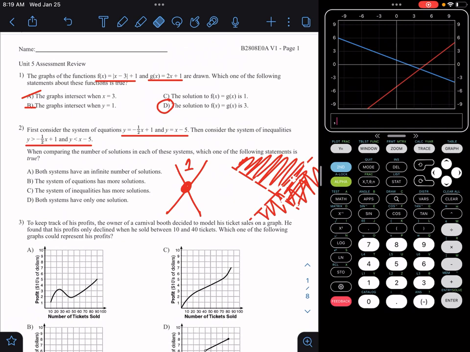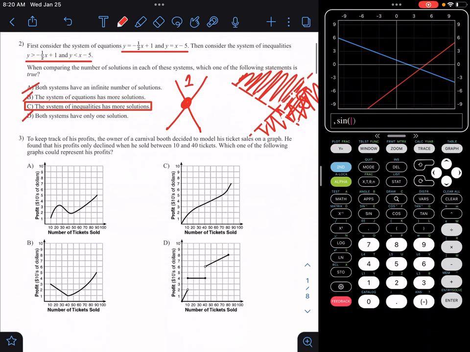So, both systems have an infinite number of solutions? No, that would only happen if the equations were the same line. The system of equations has more solutions? That's not true because the system of equations only has one solution. And the inequality doesn't have one solution. It has all those solutions inside the double shaded area, so that's not true. But it is true that the system of inequalities has more solutions. So answer, letter C.